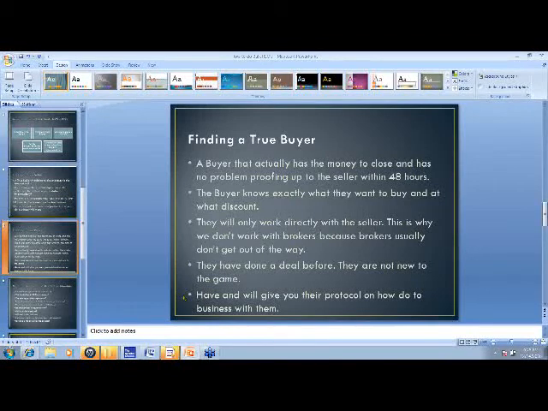They are experienced, they're for real. And also, just like the sellers have a protocol, the buyers are going to have a protocol too on how to do business with them. So they're going to let you know, okay, this is what I'm looking for, this is what I want. Okay, if you find it, then we can move forward. So that's all very important.